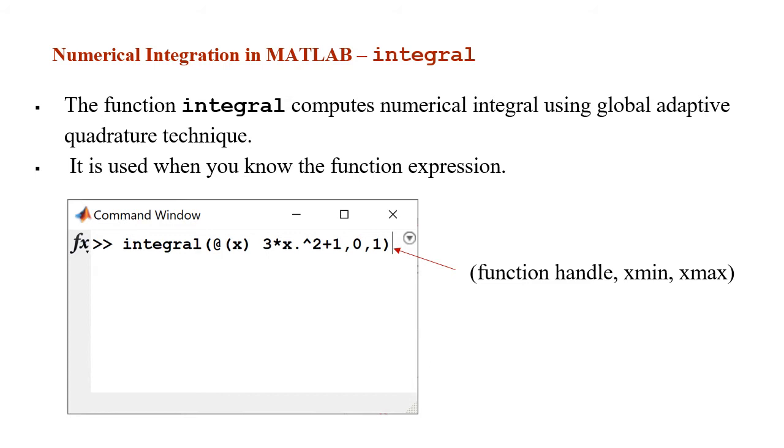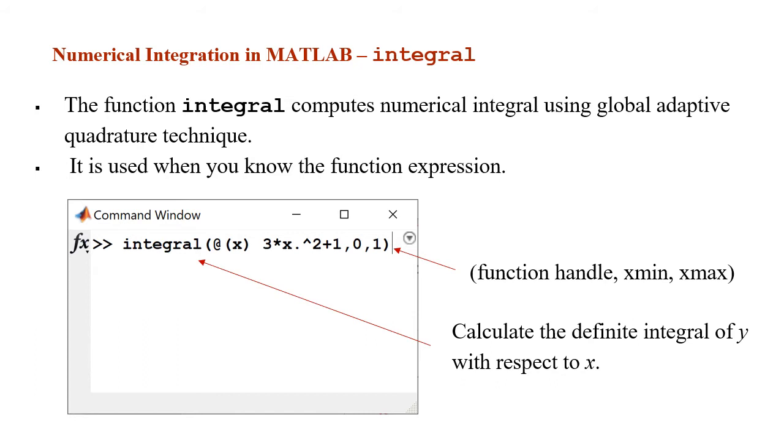The function handle is basically another way to express an expression symbolically in MATLAB. You first use the @ sign and then brackets, and in between the brackets you list the independent variables, such that after typing @(x), what follows is purely an expression of x. So this is equivalent to saying calculate the definite integral of y with respect to x from 0 until 1 using the numerical technique, the global adaptive quadrature.